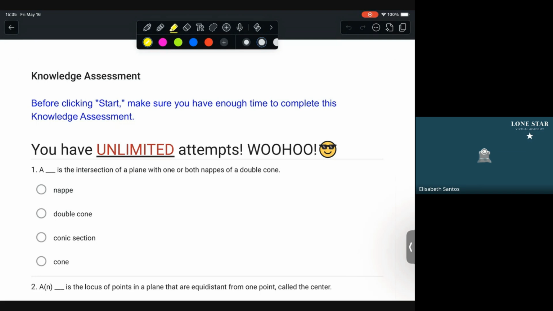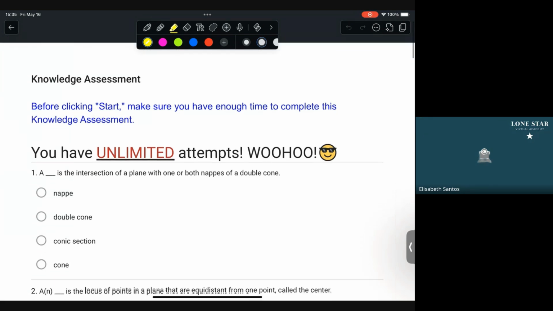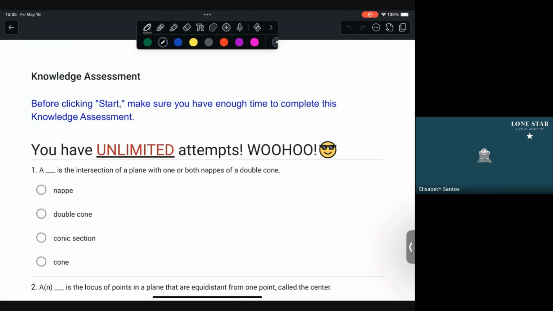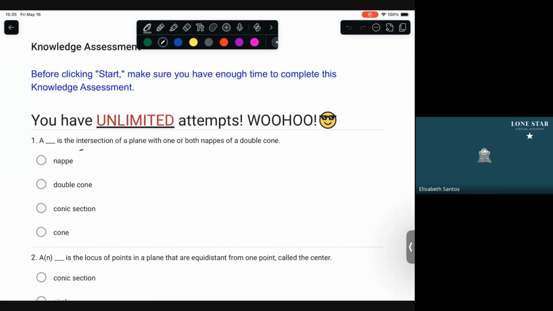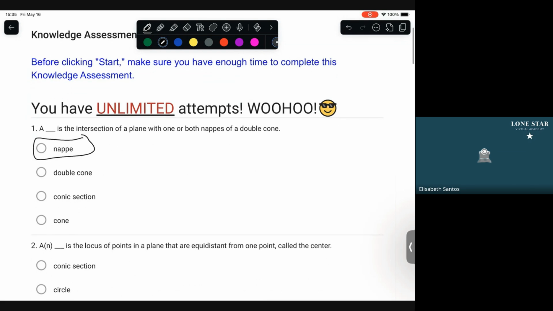Okay, so this is Unit 4, KA. Let's get started. Number 1, a conic section is the intersection of a plane with one or both nappes of a double cone. What that looks like is you'll have two cones like this, and then a plane that dissects it, and it makes a graph within it. So this would possibly be a parabola.